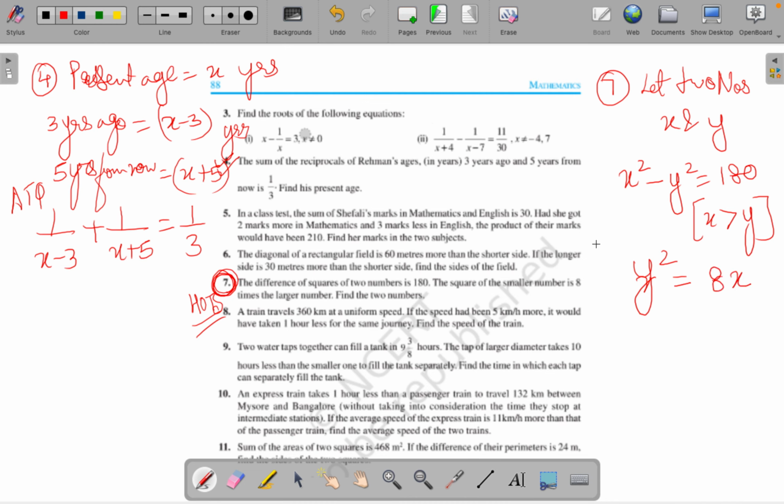So what happens is either children forget to write the square, or if children are writing the square, they take x also as square. So this is where the mistake happens. Either they forget this or they write this. So you have to be very careful while reading, children. Okay, that is the mistake which happens in question number 7.